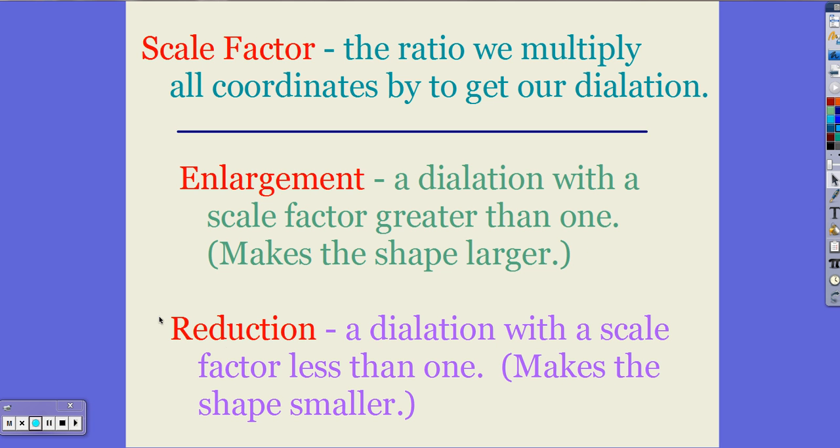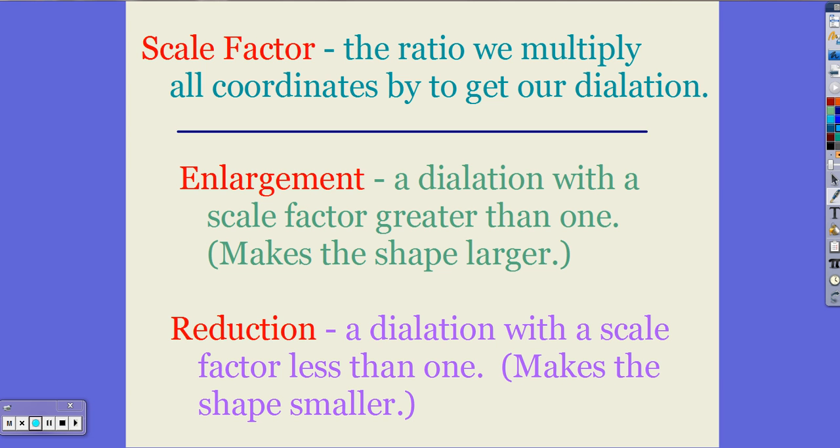The other type of dilation is called a reduction. Obviously that's going to make my shape smaller. It's going to reduce my shape. And that's any dilation with a scale factor less than 1. So that was like our dilation with a scale factor of 1/2. When I put in a 1/2, it made my image half the size of my pre-image. Enlargement, reduction, the only two types of dilations.